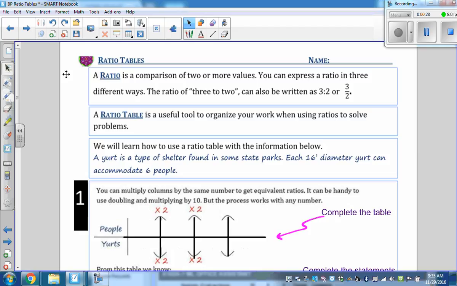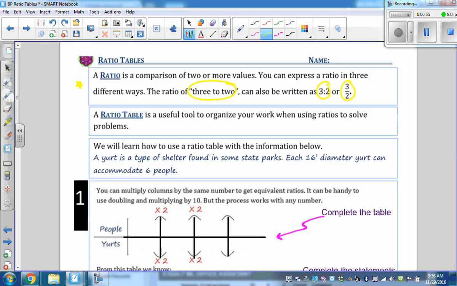And as you see, there are some reminders of what a ratio is, a comparison of two or more values, and the different ways that you can write a ratio with the colon. You could do a fraction bar. You could write it in a sentence, a phrase. And then a ratio table is the tool that we're going to work on.